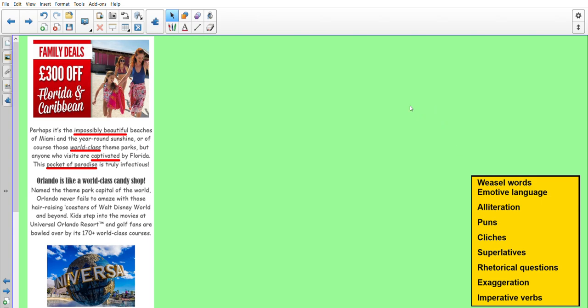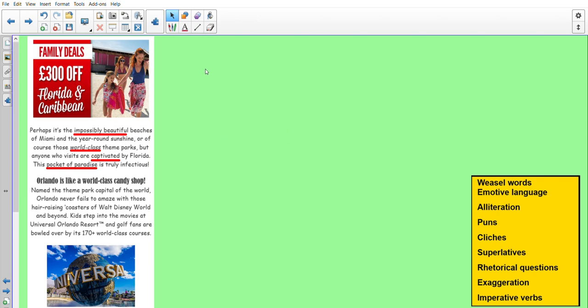So this is an advert for people to go to Orlando in Florida, where there are lots of theme parks. So we've got family deals, £300 off. So that's just sort of advertising language, isn't it? Perhaps it's the impossibly beautiful beaches of Miami and the year-round sunshine, or of course those world-class theme parks. But anyone who visits is captivated by Florida. This pocket of paradise is truly infectious.